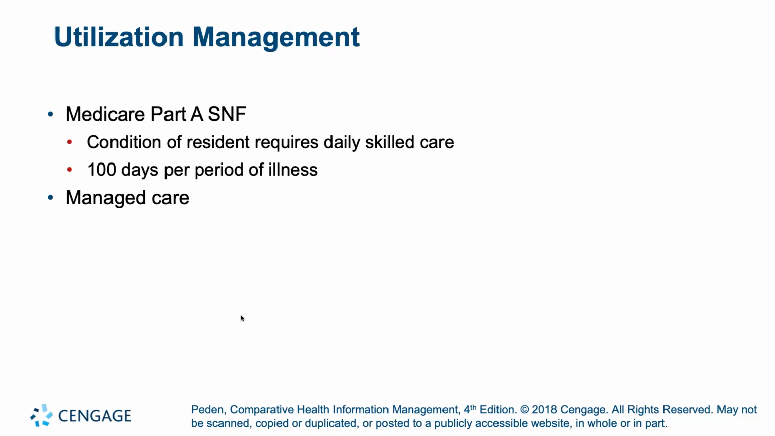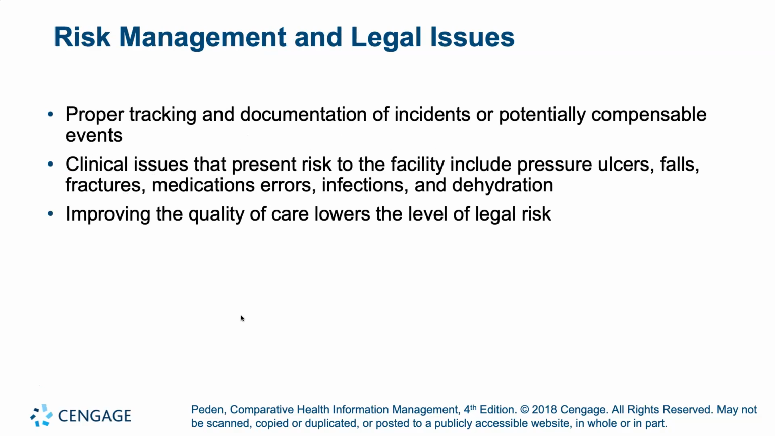And managed care will obviously vary based on which managed care company, group, policy, what have you. Risk management and legal issues, Mercy, there are lots. When it gets to skilled nursing facilities, there are so many potentials for risk and legal issues. And so that's why it's so important to have policies, procedures, ongoing education and training of staff and residents, and what have you. But you have to have proper tracking and documentation, especially of incidents or potentially compensable events. Anything that could potentially become a legal issue.